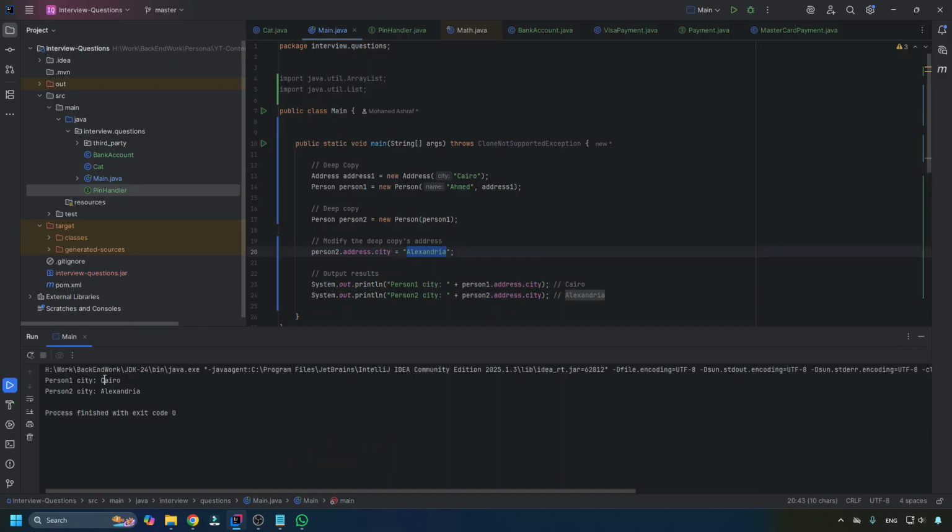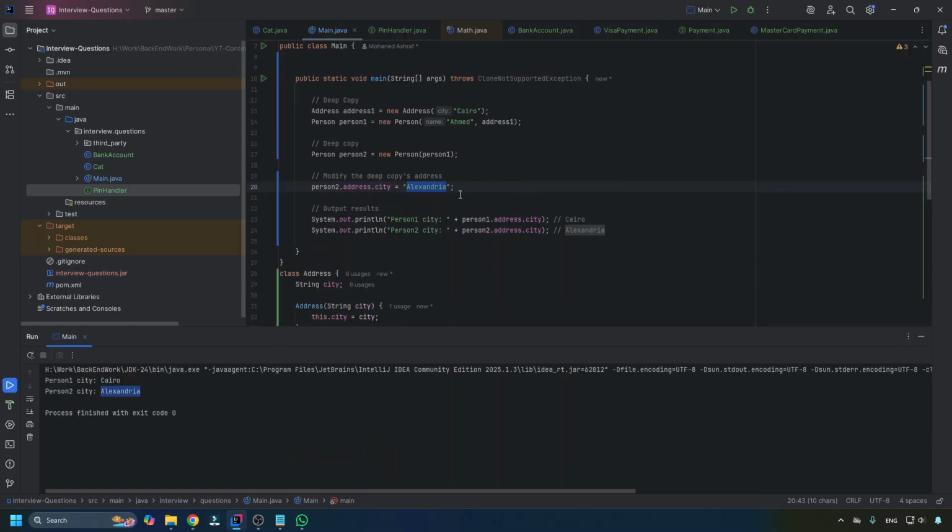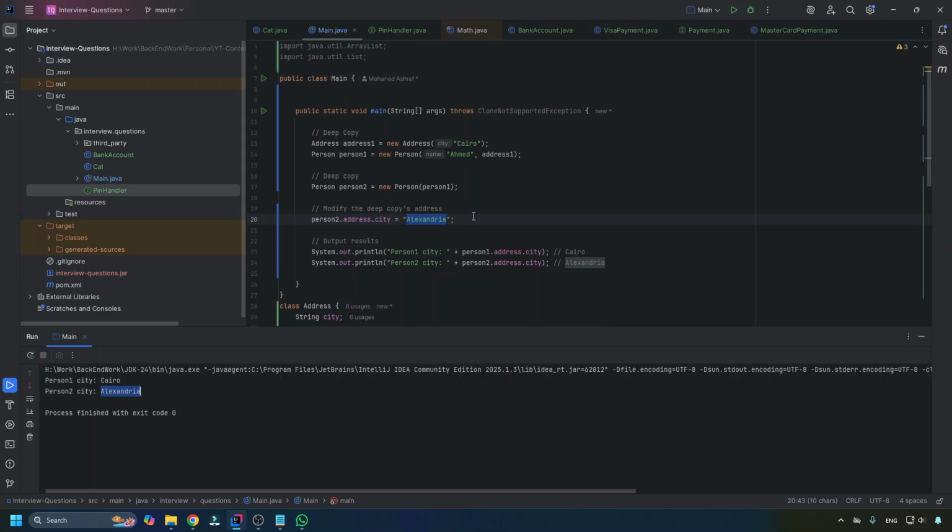Okay, so yeah, the first person is Cairo, the second person is Alexandria, and they have two different references. So this is basically the point of deep copying.